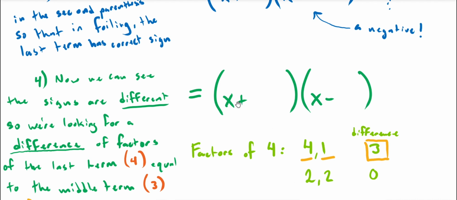Now, because these signs are different, we notice that it's a positive and a negative. Those are different. So I need a difference of factors to give me the middle term. The middle term was a 3. I need factors of 4 with a difference of 3. That's going to be 4 and 1. 4 and 1 have a difference of 3.